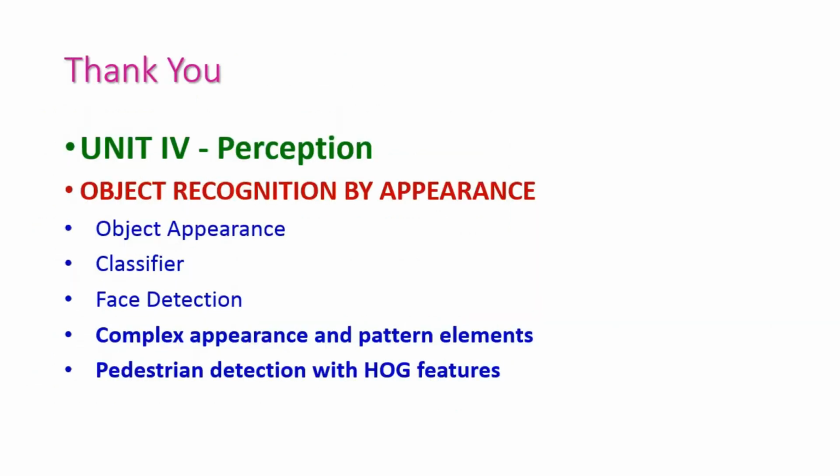So far we have seen object recognition by appearance from the fourth unit, perception. In this class we have seen object appearance, classifier, face detection, complex appearance and pattern elements, and finally pedestrian detection with HOG features. That is, the same classifier approach can be used for face detection as well as for detecting pedestrians. In the next class we will see another important topic from the fourth unit. Thank you.